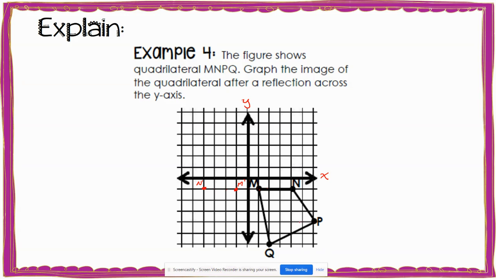For P, I would need to move left 1, 2, 3, 4, 5, 6, so I would need to move left again 1, 2, 3, 4, 5, 6 for P prime. For Q, I would move 1, 2 left, so I would move 2 left again, and here is Q prime. And then all I have to do is connect these points. And you see that my trapezoid has been reflected or flipped across the y-axis.